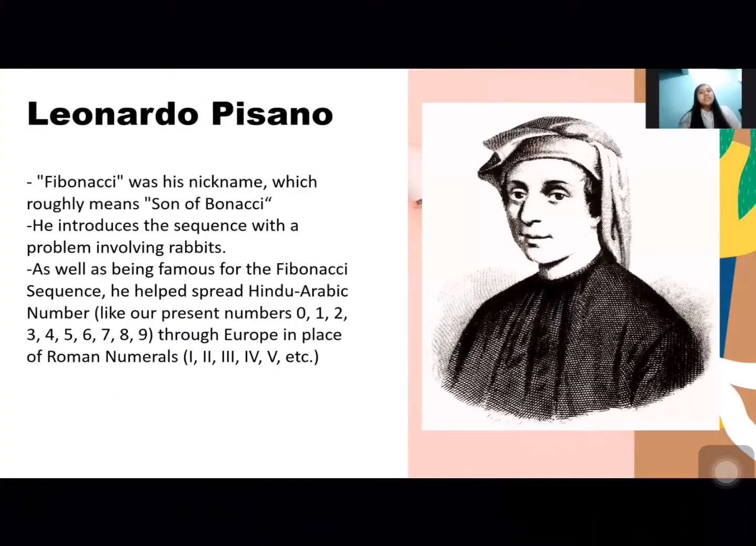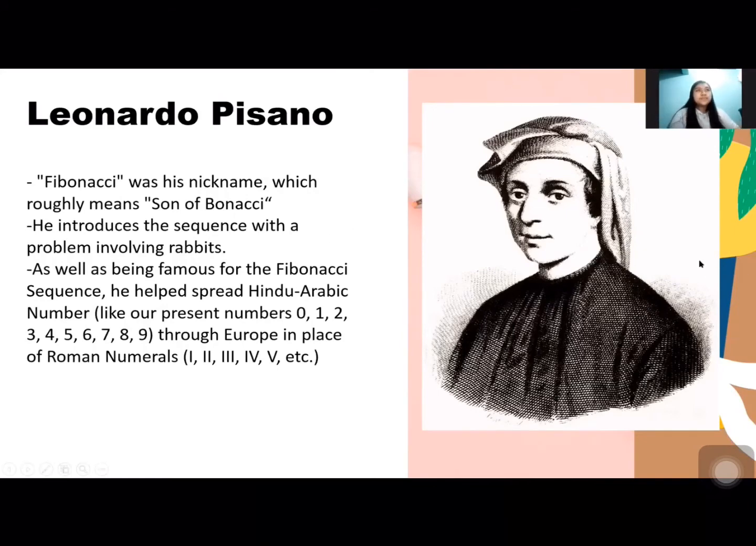As you can see, mathematics has a big role in our nature. But for now, let's focus on Fibonacci. Leonardo Pisano. Fibonacci was his nickname, which roughly means son of Bonacci. He introduces the sequence with a problem involving rabbits. As well as being famous for the Fibonacci sequence, he helped spread Hindu-Arabic numbers like our present numbers 0, 1, 2, 3, 4, 5, 6, 7, 8, 9 through Europe in place of Roman numerals.